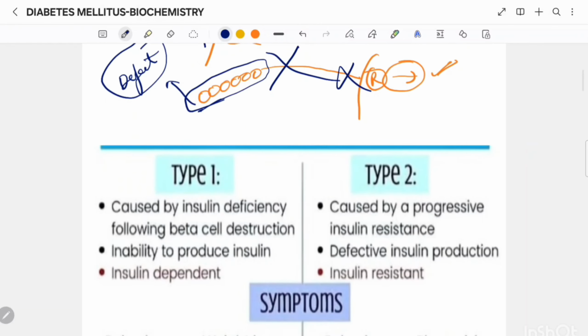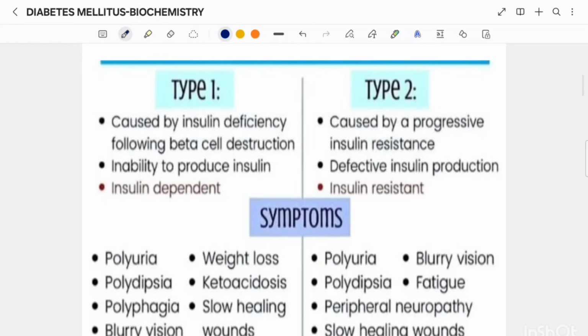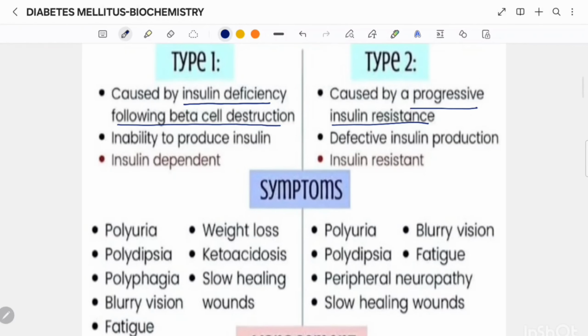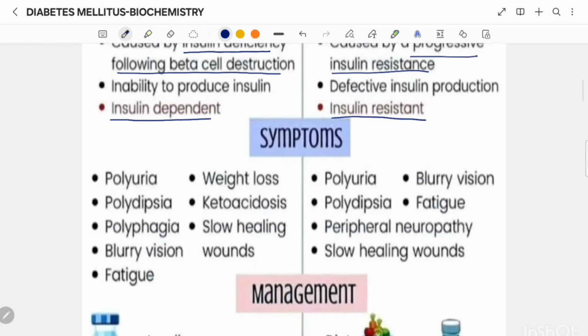Now let's compare type 1 and type 2 diabetes. As we previously discussed, type 1 is due to insulin deficiency followed by beta cell destruction, and type 2 is due to progressive insulin resistance. So type 1 is basically insulin dependent, and type 2 has insulin resistance.